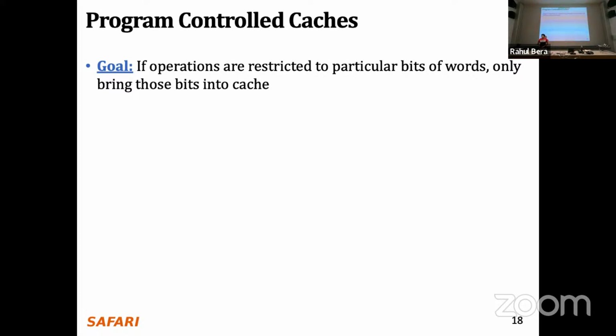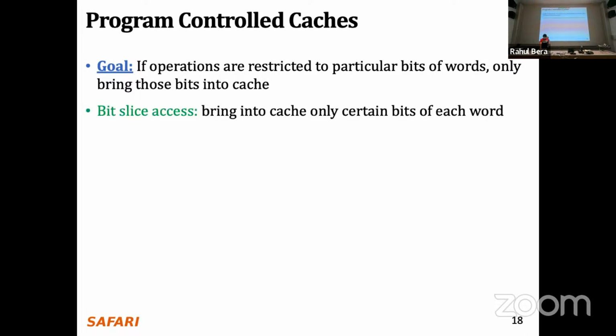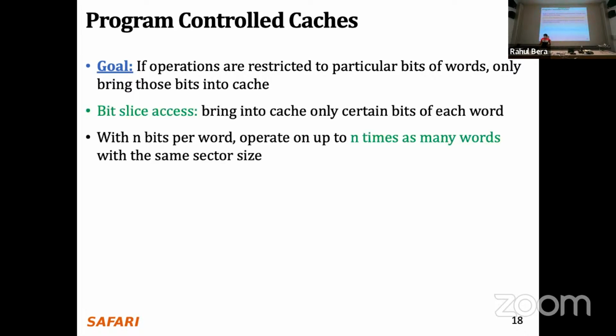In this case, if you could only bring those specific parts of the word into cache, then you can perform more efficient operations with a smaller amount of cache size. So if you have n bits per word, and you can perform bit slice access, you may perform operations on up to n times as many words with the same cache size.